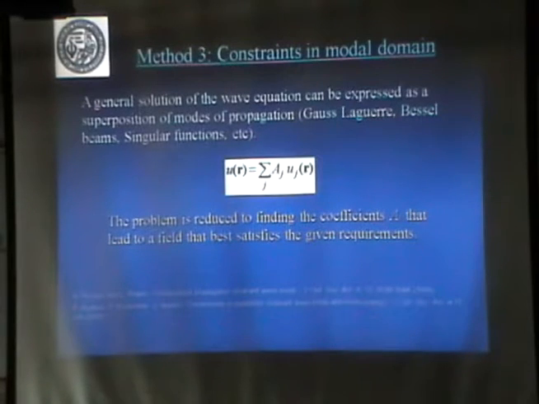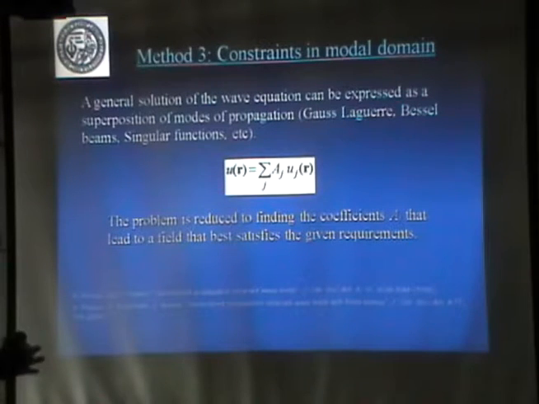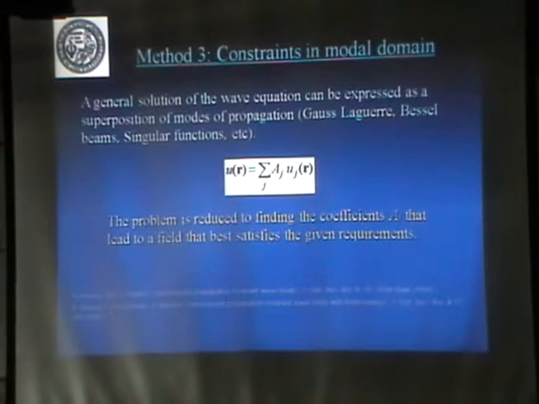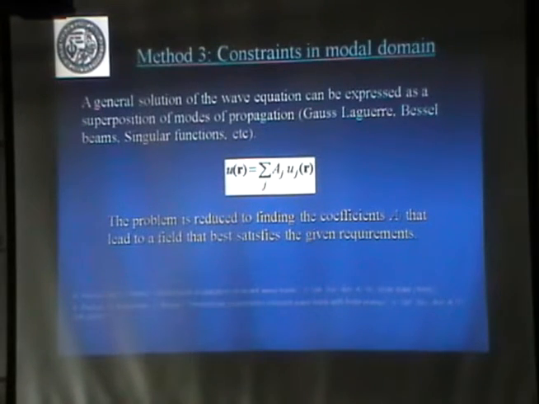There's another way of doing these things, which is decomposing in modal solutions. Yesterday we talked about this being a Gaussian beam. Who knows that there are higher order Gaussian beams? Okay. So you have higher order Gaussian beams. If you have all these Gaussian beams, you can generate any beam.